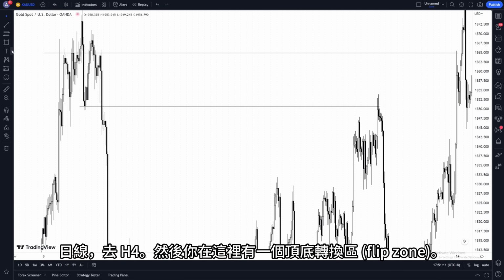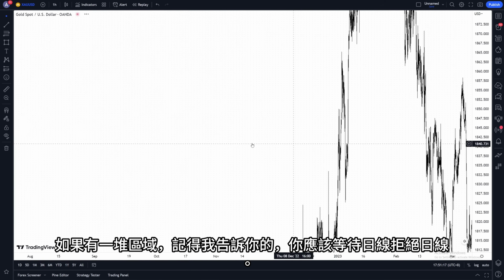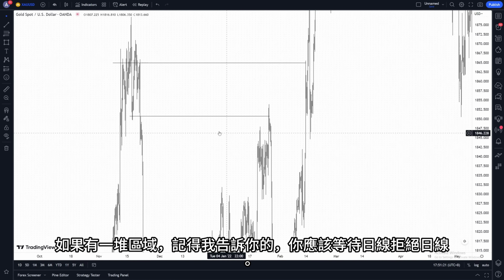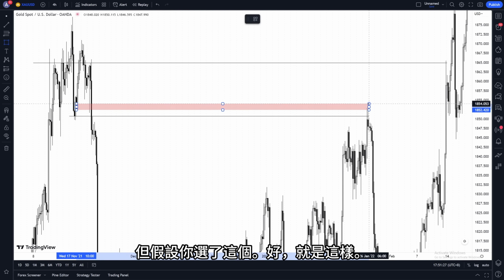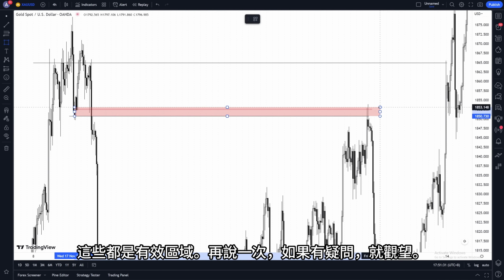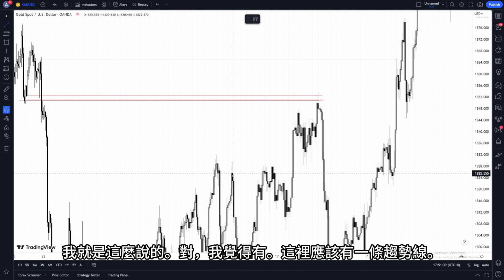Daily, go to the H4, and then you have yourself a flip zone right here. You have yourself one at the top. There's a bunch of zones in here. So if you have a bunch of zones, remember what I told you, you should probably wait for that daily reject daily, right? But let's assume that you took this one. There we go. Let's assume you got this. These are all valid zones. And again, if you're ever in doubt, wait it out. That's what I say.